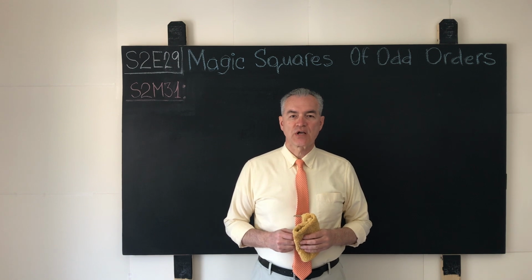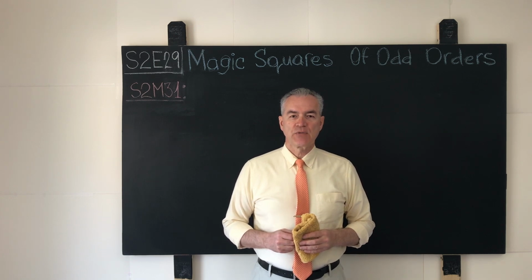Welcome to the Problemers Channel Season 2, Episode 29, the episode which I titled Magic Squares of Odd Orders, because in this episode we will study a linear algorithm for construction of arbitrary magic squares of odd orders.